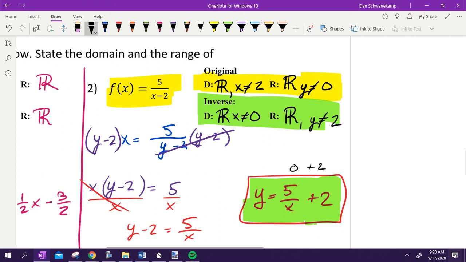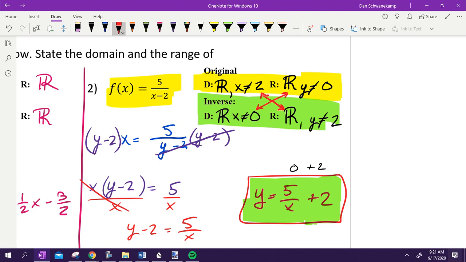Look at what happened. If you are doing it correctly, the domain and the range is going to flip because we flipped the x and the y. If you flip the x and the y, it's going to flip your domain and range. Be able to go back and forth between those two.